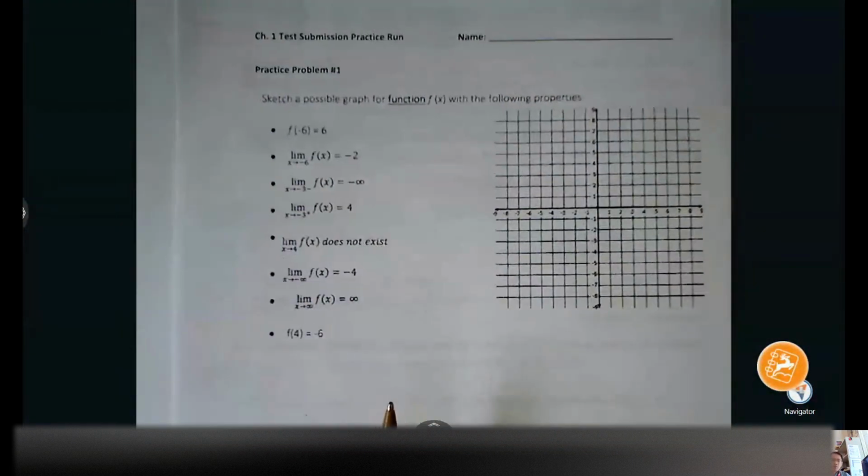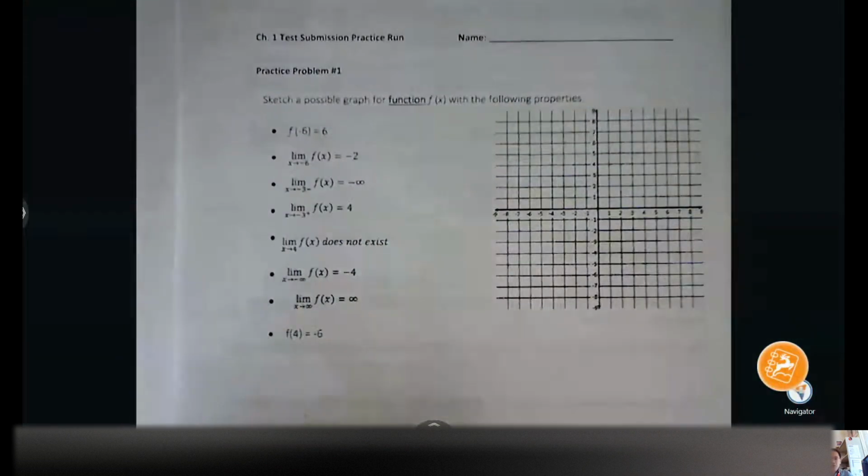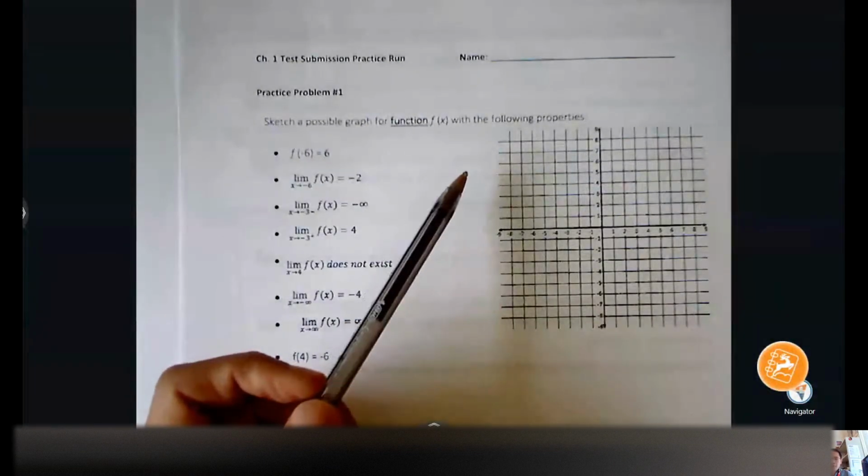So if you want to use this as a practice exercise, you can do that. But you're going to do 2 pages. It's going to be 2 problems on 2 separate pages. And if you can do that today or tomorrow, that would be great.